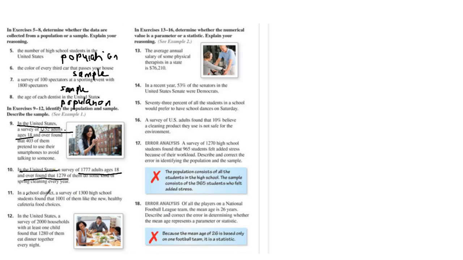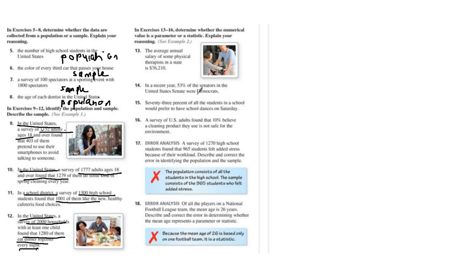Population, school district. Sample, 1,300 high school students. And describe the sample: 1,001 of them like the new healthy cafeteria food choices. Population, United States. Sample, 2,000 households. Describe the sample: 1,280 of them eat dinner together every night. That's it. You see the pattern, right? Population, sample, and then describe the sample.